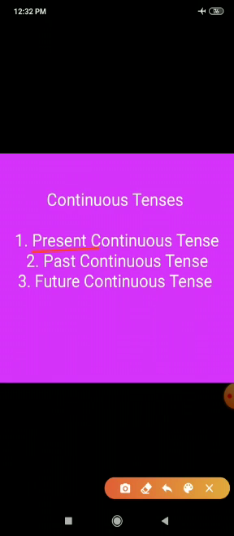Last time we were talking about tenses. We spoke about simple tenses. Today we will be talking about continuous tenses. Continuous tenses are three: present continuous tense, past continuous tense, and future continuous tense.